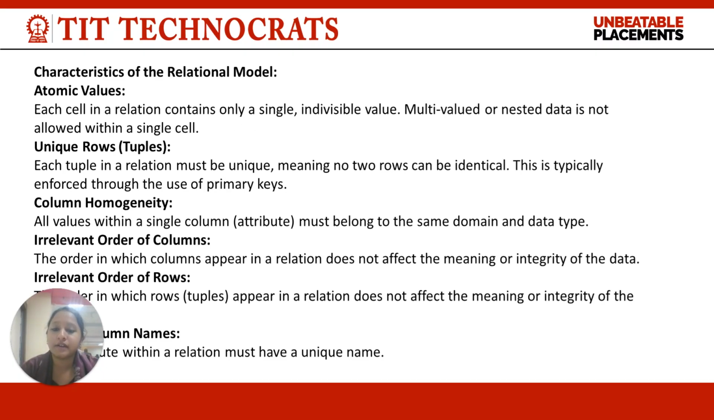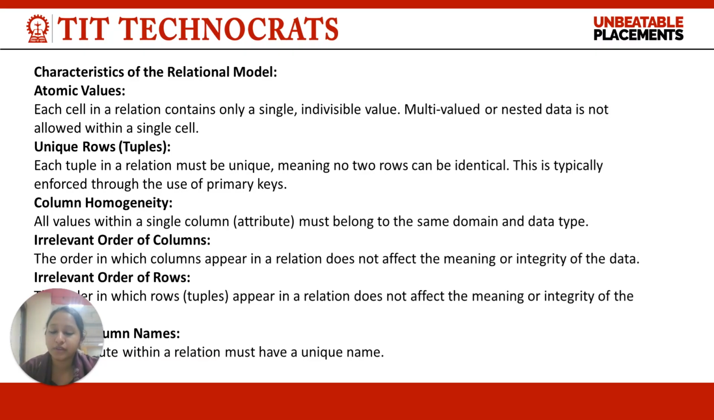Now let's understand the characteristics of the relational model. These characteristics define how data should be stored and maintained in a relational database. The first one is atomic value. Each cell in a relation must contain only a single value. It cannot store multiple or nested values. For example, a student hobbies column should not contain multiple hobbies in one cell. Each value must be atomic.